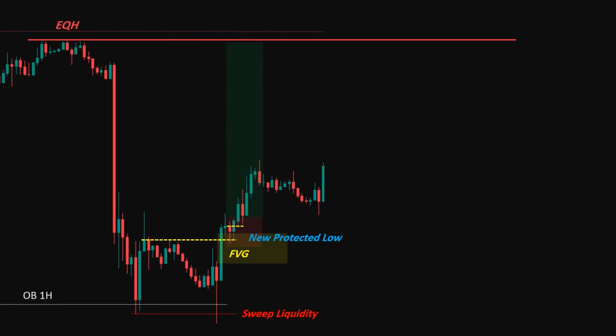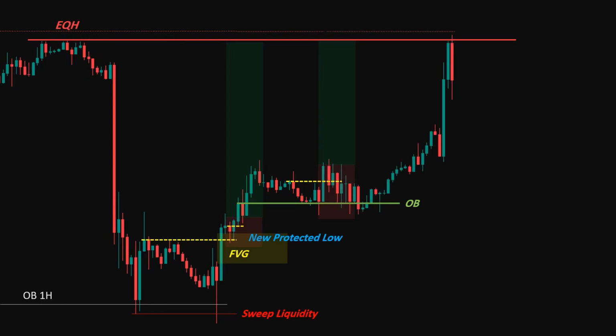Let's keep going. Once again, price trades into another fair value gap. Do we get the close above the down candles? Yes, we see that after hitting this level, price closes above the series of down candles. So now we have another protected low. With the stop below that low, this continuation entry gives us another solid risk to reward setup.